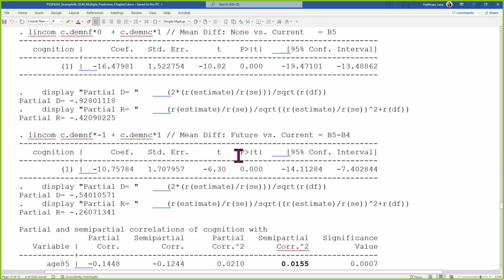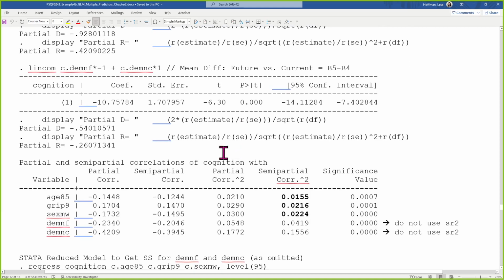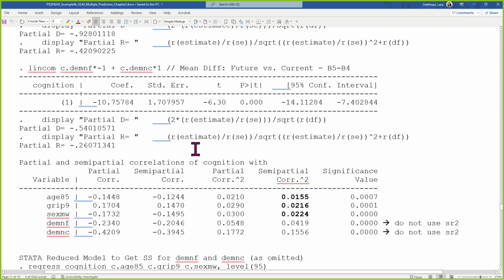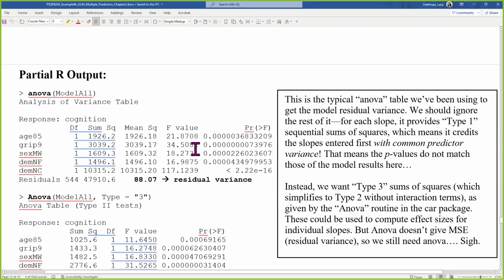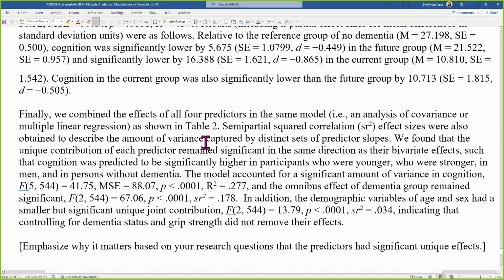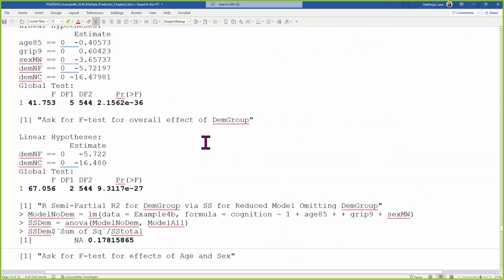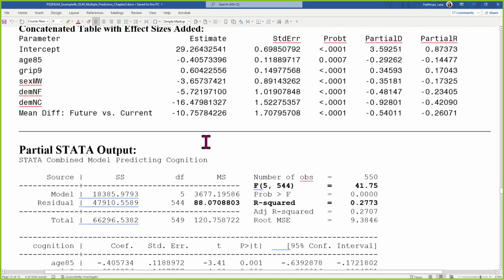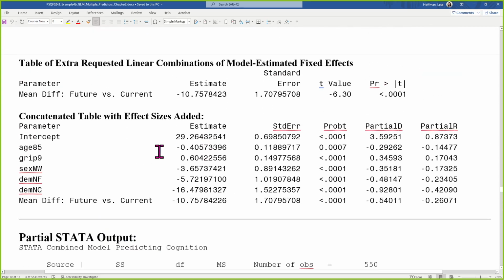Okay, so then we get all the R stuff, Stata stuff. Yeah, that's data. There we go. And then at the end, I have a results section, but we're not there yet because we haven't talked about what the parameters mean. Why don't we do that real quick? We'll get it done. My intercept is 29.